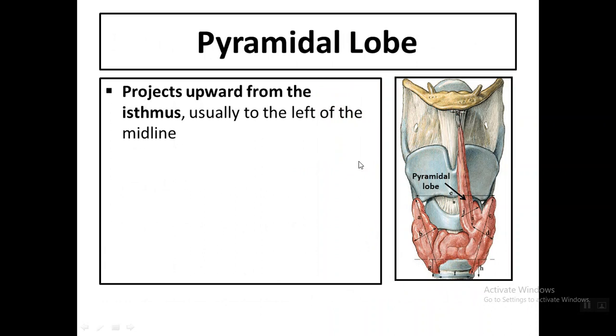Another lobe that is called the pyramidal lobe. This pyramidal lobe is projecting from the isthmus, usually from the isthmus, upward, usually to the left، يعني جهة left. So this pyramidal lobe projects upward from the isthmus, usually to the left of the midline، على جهة left، أقرب إلى جهة left.